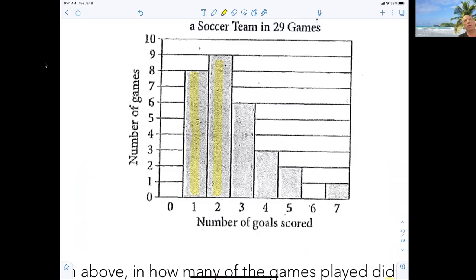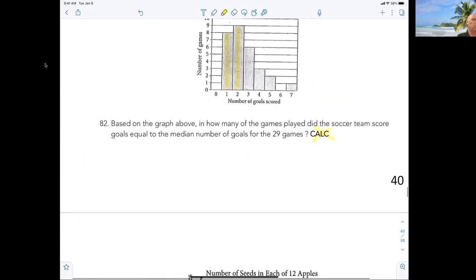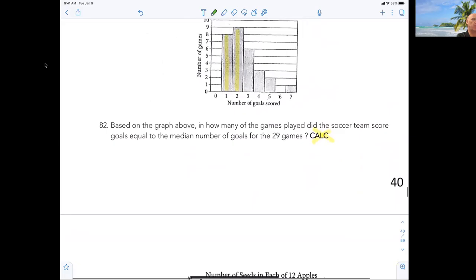So how many games were there? How many? No. How many games scored two goals? That's the answer. There's so many ways to miss that problem. So many ways to miss that problem.